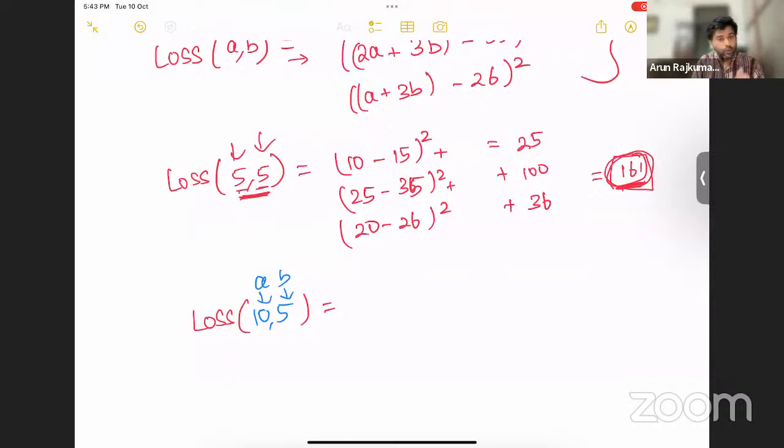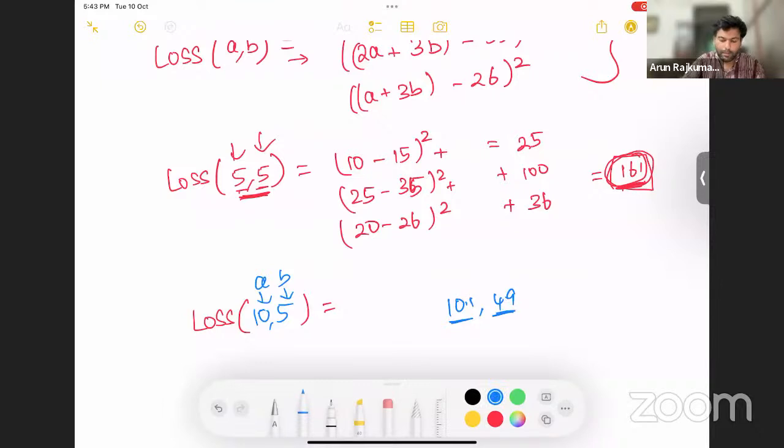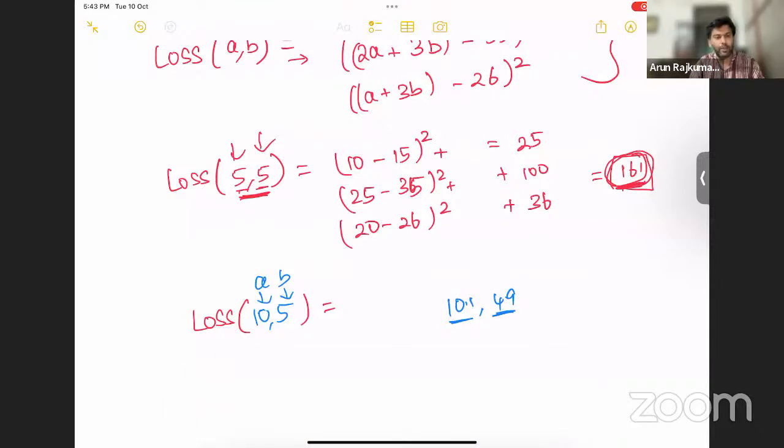So I don't know if 10, 5 is the best answer. Maybe there is a better answer, which I don't really know. So maybe 10.1, 4.9 might be a better answer. I don't know. I haven't tried this out. So now I want a method to automatically figure this out. There is nothing stopping by saying that Apple's price cannot be 10 rupees and 10 paise, for instance. I mean, if you allow fractional prices, there might be a better answer also. We want an algorithm to do this automatically for us, right?